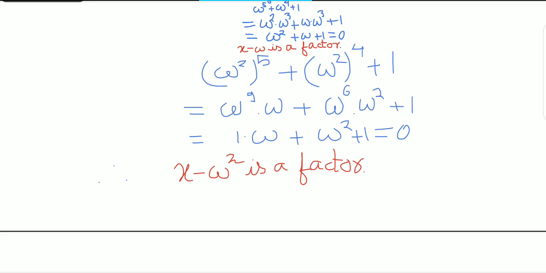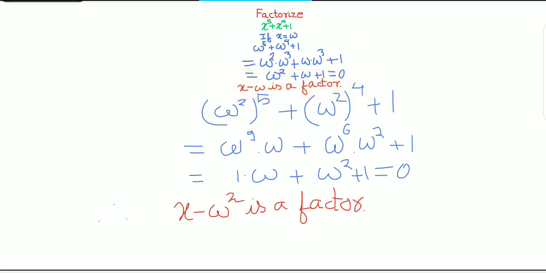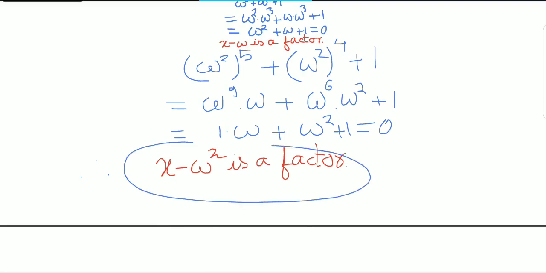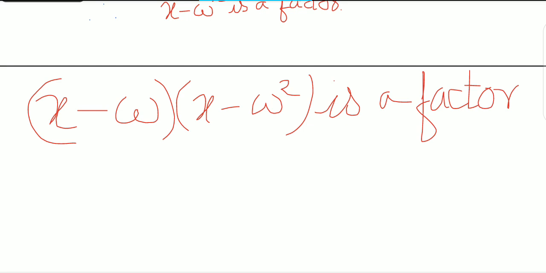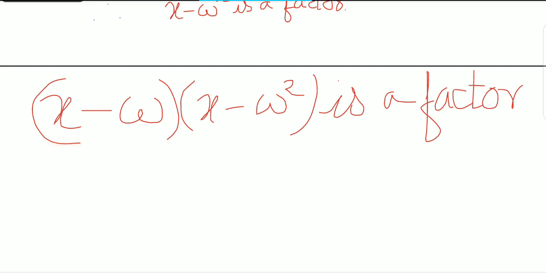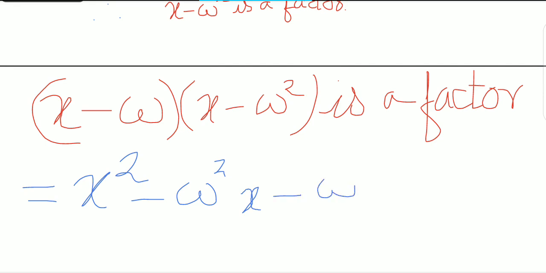So what we see is that x minus omega is a factor that we have seen earlier, and currently we find that x minus omega square is also a factor. So we can combine and say x minus omega into x minus omega square is a factor. But what if we multiply this out? x into x is x square. x into minus omega square is minus omega square x, and then minus omega into x is minus omega x, and lastly minus omega into minus omega square is omega cube, which is 1.